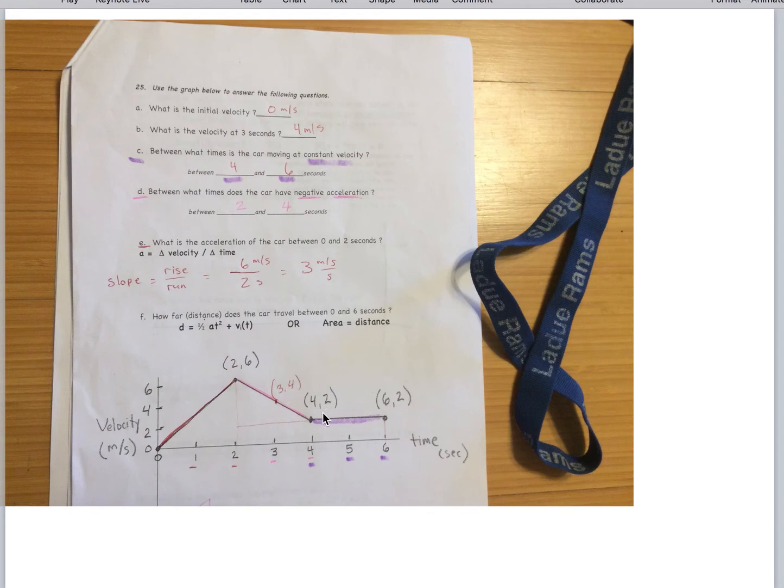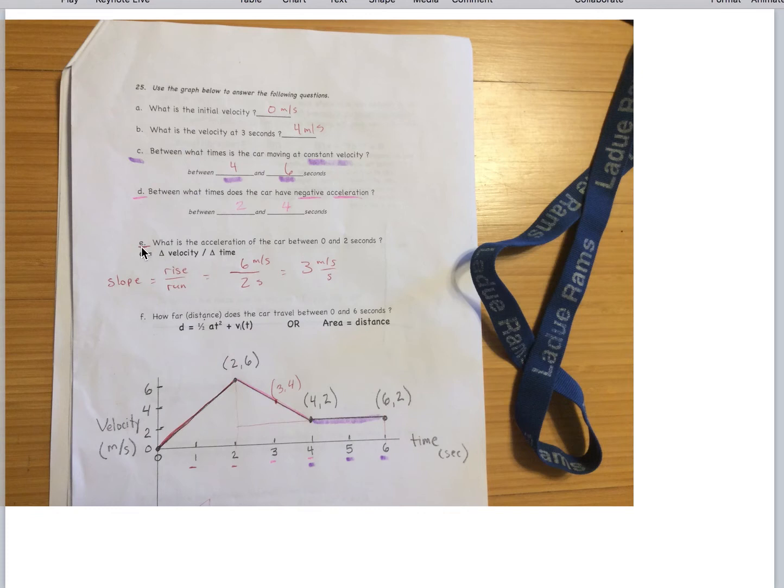When is the velocity constant? Right here. That's where it stays the same. When is the slope negative? Right here. All right. Go back to here. Constant. When is the slope 0? Right there. If that makes sense.